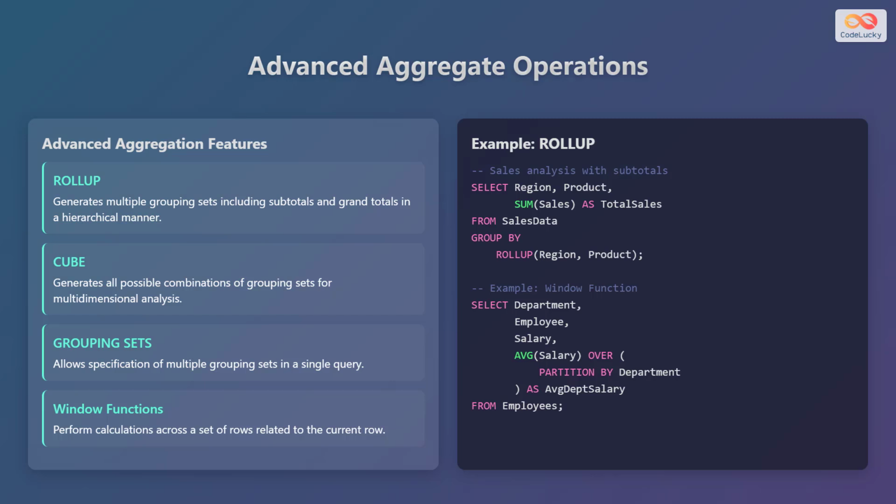For example, to perform sales analysis with subtotals, the SQL query would be: SELECT region, product, SUM(sales) AS total_sales FROM sales_data GROUP BY ROLLUP(region, product). As another example, we can use a window function to select department, employee, salary, and the average of the salary OVER (PARTITION BY department) from the employees table, aliased as average_department_salary.